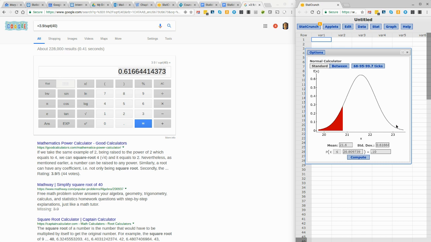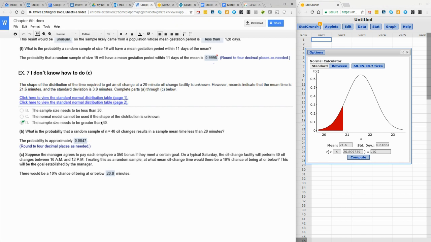90% of the time, employees doing 40 oil changes would not average less than this, but 10% of the time they will. That's why it's a good goal. Okay, so it's not 20.89, it's 20.8, right? Because that's a 0 when I round. So I hope that helps on 7C.